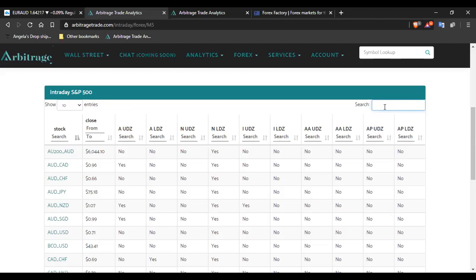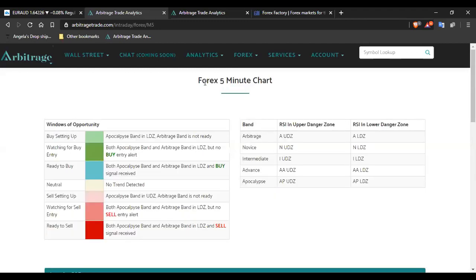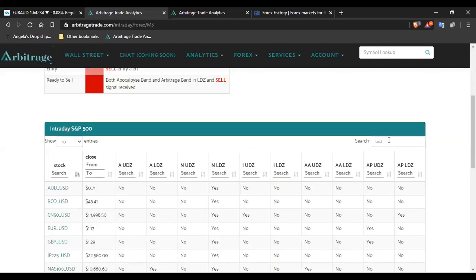I just come on here for the filters and look for setups that are already waiting for us. First, I look at the Forex 5-minute chart with the apocalypse band. Then, to confirm it, I come to the Forex 1-hour chart and use the arbitrage bands. That helps me filter and not have to look at every single pair, because not every pair would be ready for me to buy or sell. So let's go ahead and look through that.